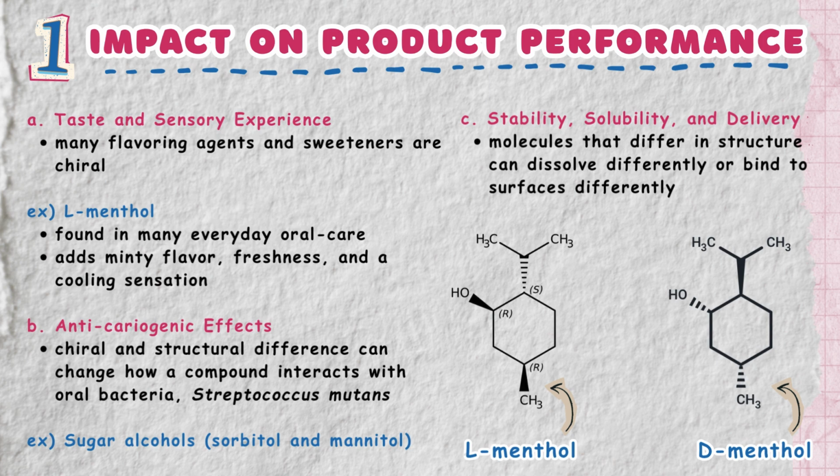An example is sugar alcohols. Sugar alcohols are shaped in a way that S. mutans cannot easily metabolize, reducing acid production and lowering cavity risk. Then we talk about stability, solubility, and delivery. Molecules that differ in structure can dissolve differently or bind to surfaces differently. This can influence how well the product works, how long it lasts, and how safe it is. For example, with toothpaste spread, one can be gritty and one can be smooth.